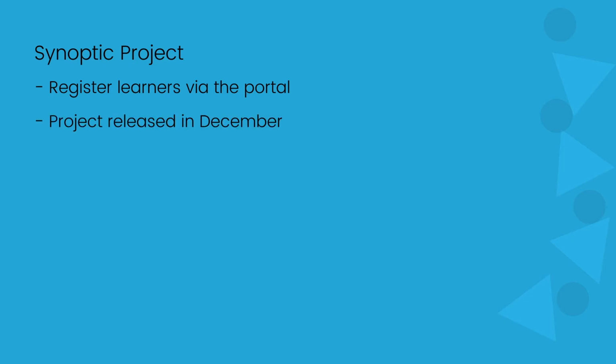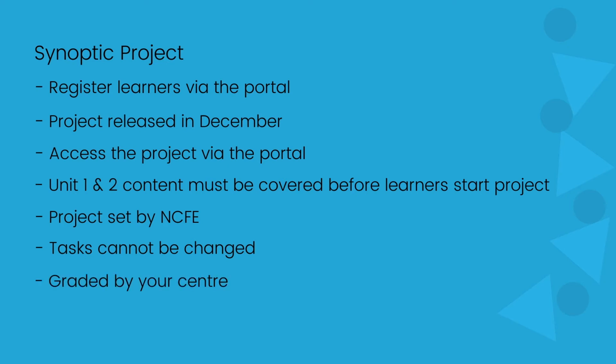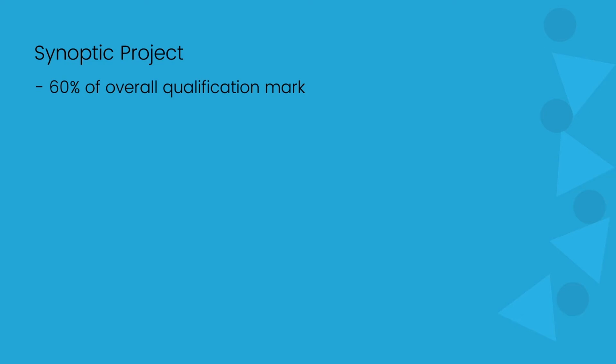Once the synoptic project is released, which is in the December of Year 11 for each cohort, you will be able to access it via the portal. All course content for both Unit 1 and Unit 2 should be taught before learners start the synoptic project. The project is set by NCFE and the tasks cannot be changed. The project is internally graded by you as a centre, but NCFE will perform an external quality assurance check. The synoptic project contributes 60% to the overall qualification mark, and learners have 21 hours to complete it.